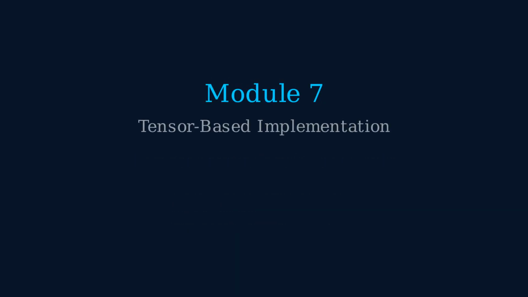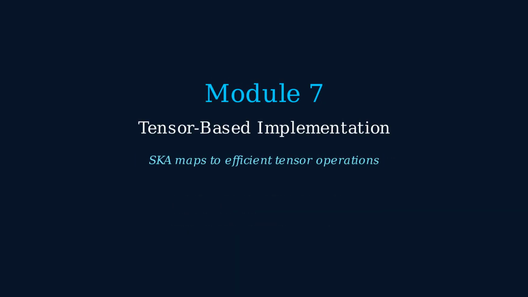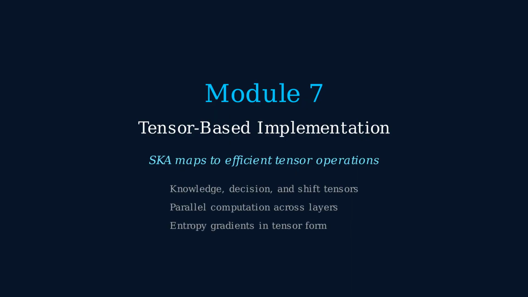Module 7, tensor-based implementation. Here we show how SKA maps to efficient tensor operations. The knowledge tensor, the decision probability tensor, and the shift tensor allow parallel computation across layers and steps. We derive the tensor forms of entropy computation, entropy gradients, and alignment measures.